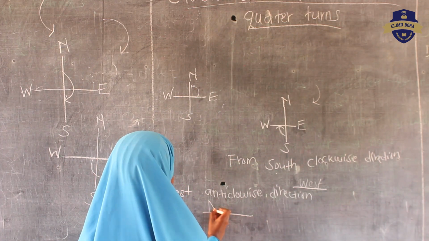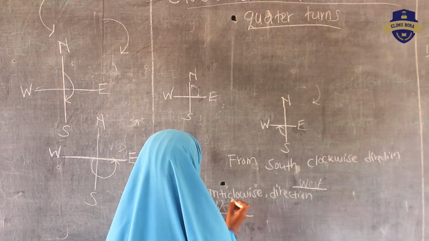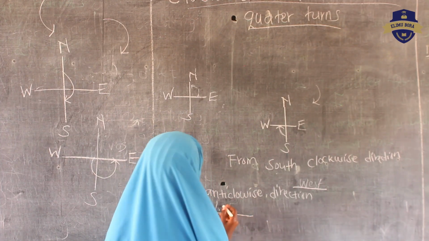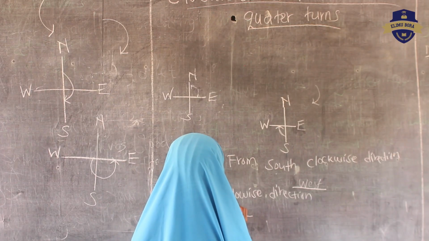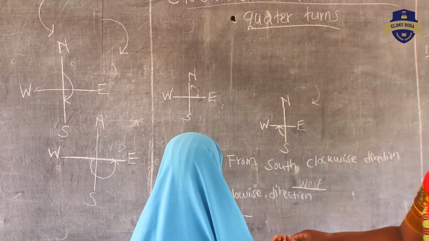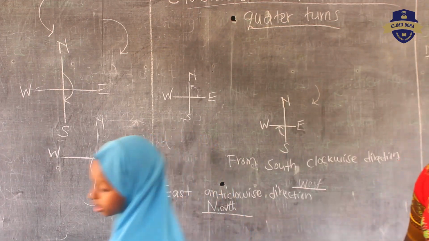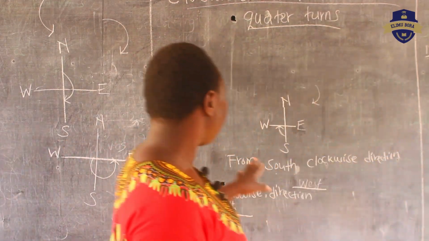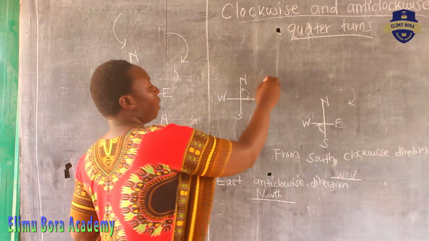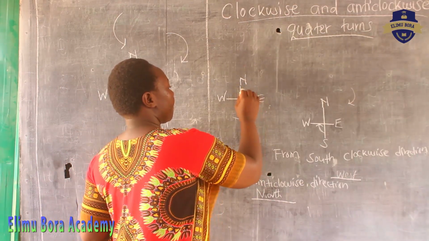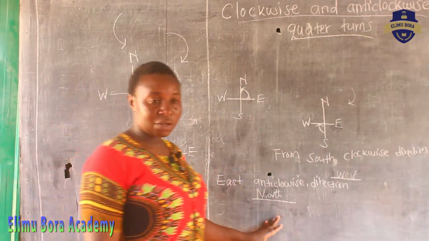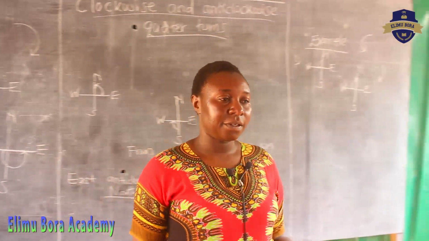Write the answer. Good. That is good. So let us look at what she's doing. She's standing at the east and moving in the anticlockwise direction. So the answer is north. She's written there north. She has gotten it right.